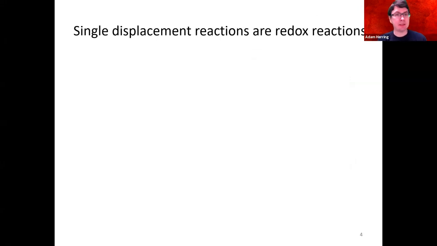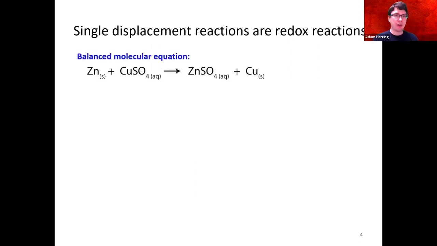As we've seen already, single displacement reactions are redox reactions. So if we take a look at the reaction between zinc metal and aqueous copper sulfate, we might have a copper sulfate solution and you put a piece of solid zinc metal in that solution. What happens is the zinc metal gives up its electrons to the copper ions, which causes the copper ions to solidify, and the zinc dissolves into the solution.